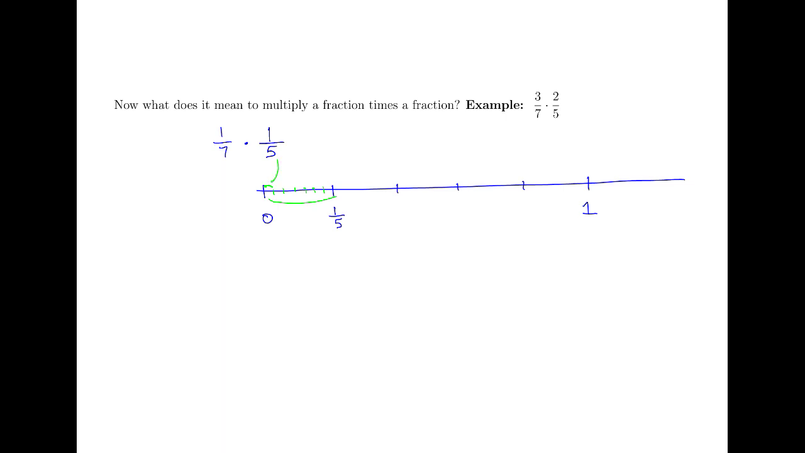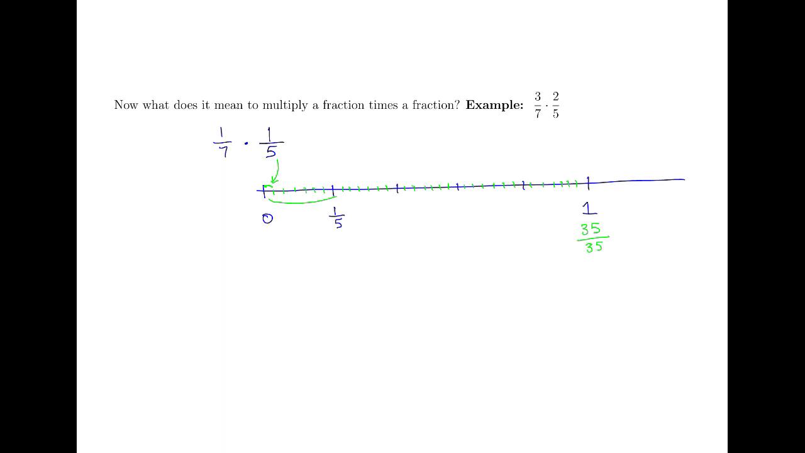A 1/7 of a 5th is there. It's a tiny little piece. And if you want to know how much of the whole that is, well, if I was to divide each of these 5ths into 7 equal pieces, then altogether I would have how many pieces? Well, it's 5 groups of 7, which is 35 pieces. So I'm looking at 35 35ths as one whole.